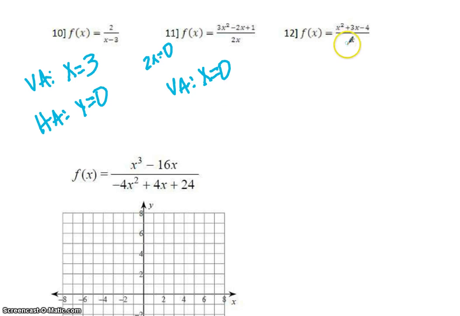Number 12, the x won't cancel with what's up top, so you don't have to factor it unless you just want to. You're going to have a vertical asymptote at x is equal to 0. Your degree in the numerator is bigger than in the denominator, so there is no horizontal asymptote.